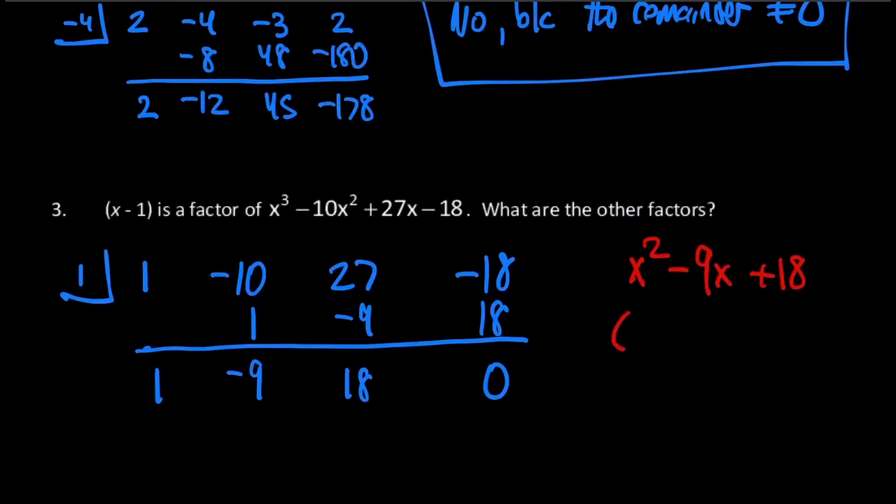All right, so I'm going to get x and x. Signs are the same, both negative. Multiply to 18, subtract to a 9, or combine to a 9, I should say. It's going to be 6 and 3.